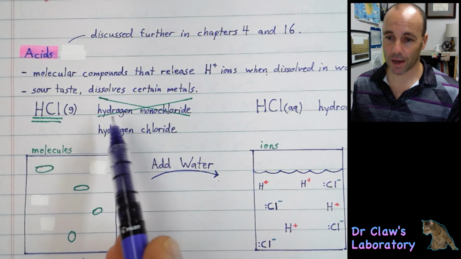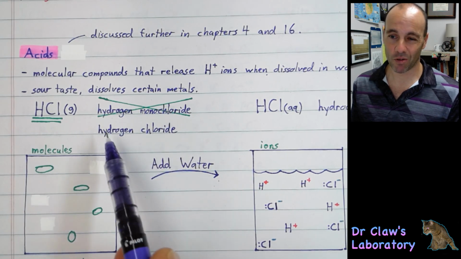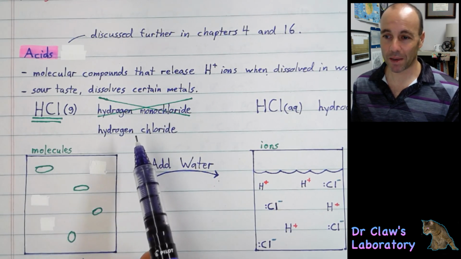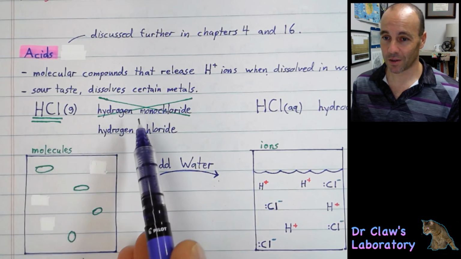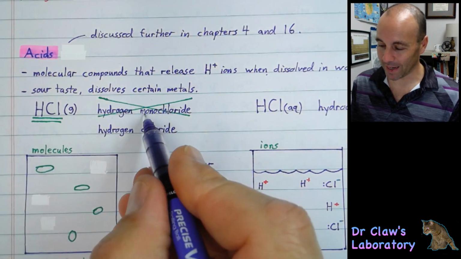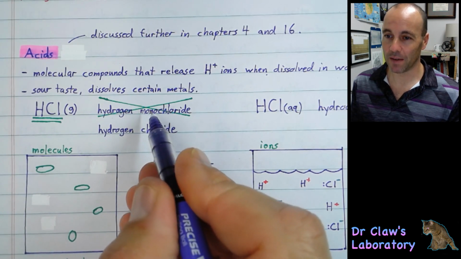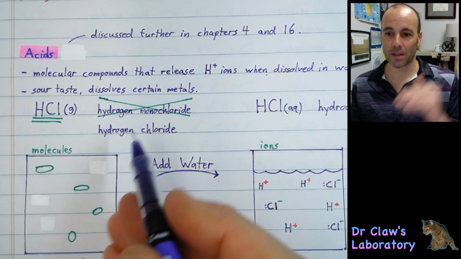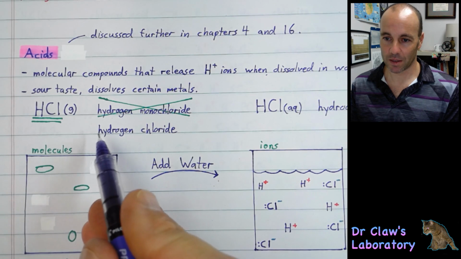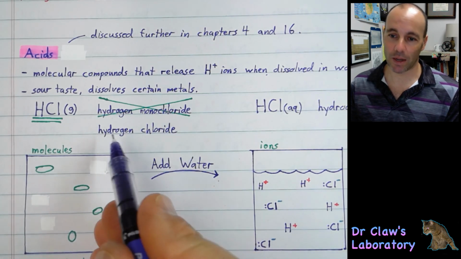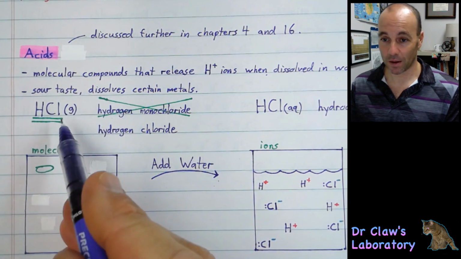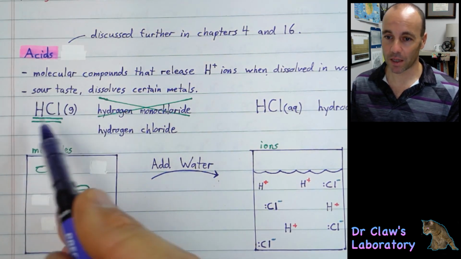It turns out that the common name is hydrogen chloride. There's only one compound that forms between hydrogen and chlorine, and this is it. So it turns out that we don't really need the mono prefix, even though technically it ought to have it. No one uses it. It's simply hydrogen chloride because there's only one compound that forms between H and Cl. All right, molecular compound, and this is a gas.